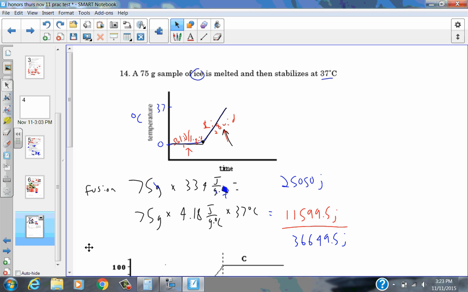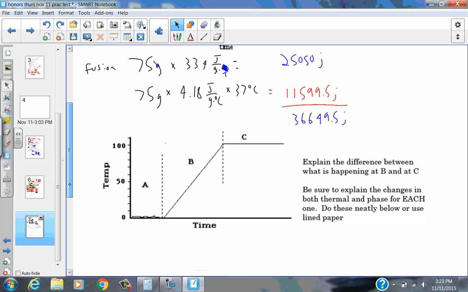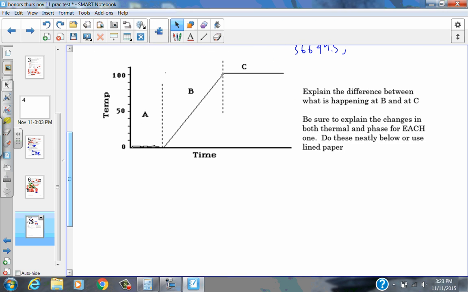We could be doing things in calories. I think we're not going to worry too much about that. If you can deal with units of joules, you certainly can with calories. They're just different numbers. We're not going to write this. I'm just going to explain the difference between what is happening at B and what is C. Specifically, this is just like the whiteboard activity the other day, keying on thermal and phase energy for each one. So at letter B, heat is being added, and that heat is just changing the thermal energy by increasing its temperature. The phase change is going to be the same all throughout B because it's not changing phase.